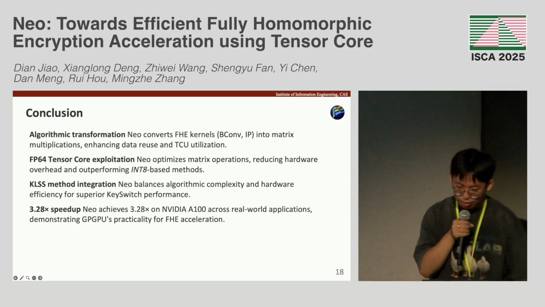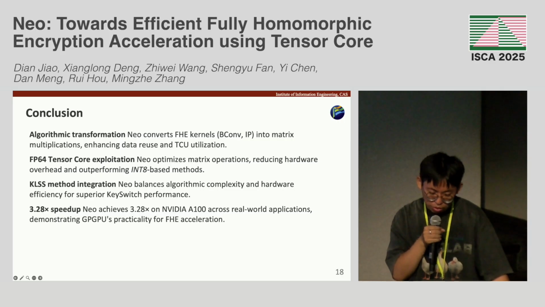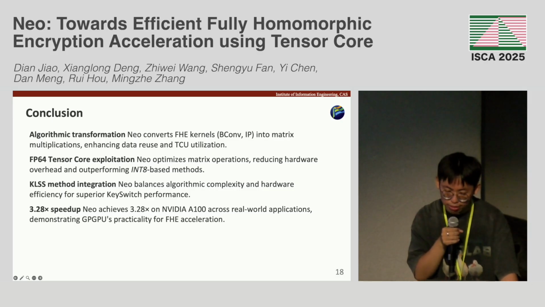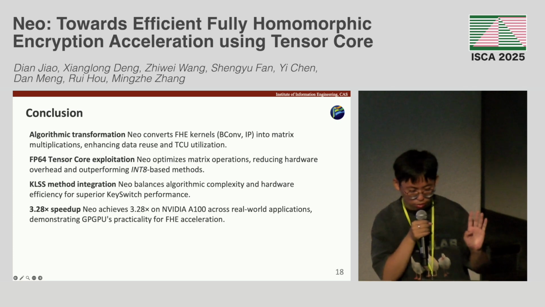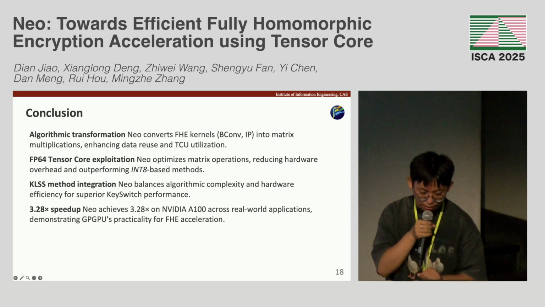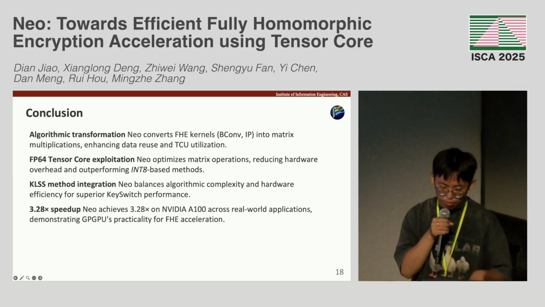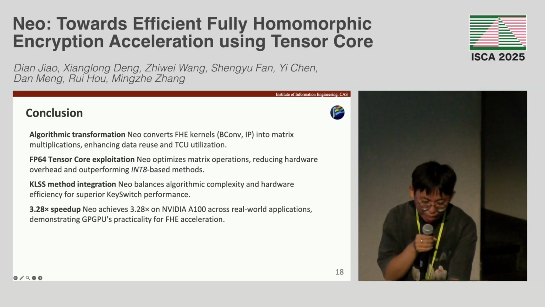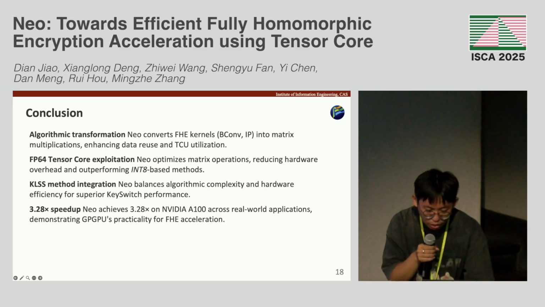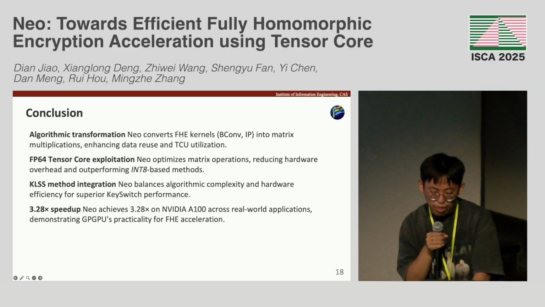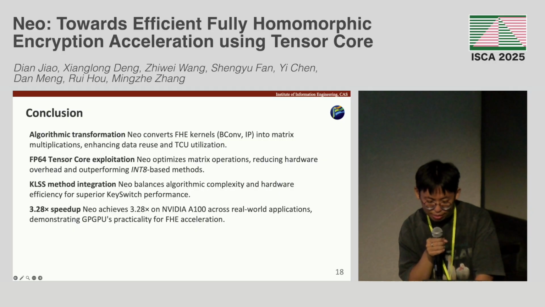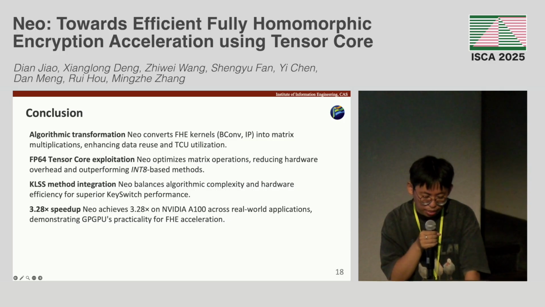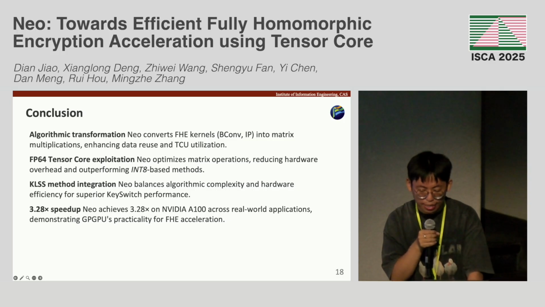Okay. In summary, NEO provides an efficient solution for speeding up FHE on GPGPU by combining algorithm and hardware optimization. Our main contributions are 4 key points. First, NEO transforms key kernels from element-wise multiplication to matrix multiplication, improving data reuse and making better use of Tensor Core. Second, NEO uses Tensor Core's floating point components, reducing the overhead from the excessive bit slicing and large-scale multi-precision computations that came with the previous int-add approach.